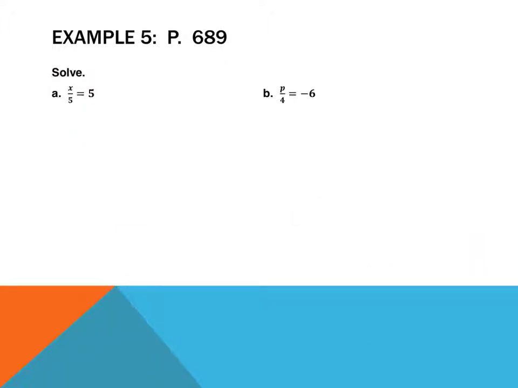Okay, when we get problems like those on example 5, most people say, oh, I don't know what to do with fractions. Well, don't look at them as fractions, look at them as division. A is x divided by 5 equals 5. So if we're using opposite operation to cancel, then if I know that this is x divided by 5, then to solve it, I'm going to multiply by 5.